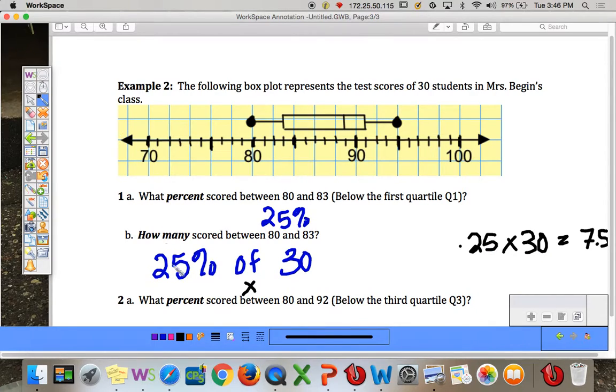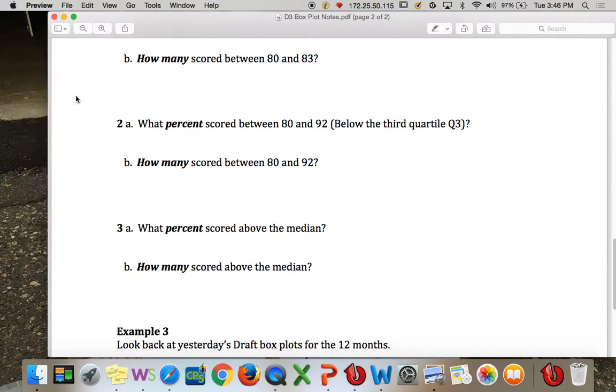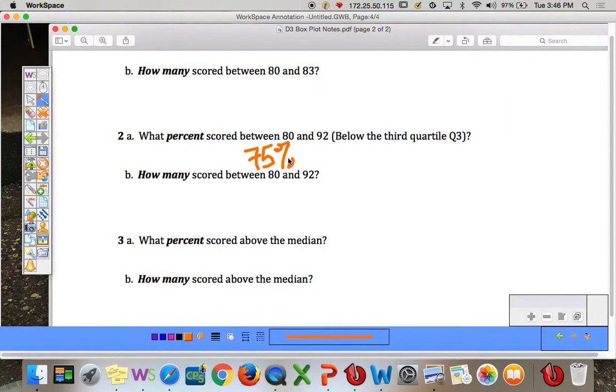What percent scored between 80 and 92? So here's 80, and 92 is supposed to be right here, but looks like 91. So we'll say 91, below the third quartile. So again, this would be like 3 quarters of $1, right? So 3 quarters is 75% of the students scored between or below the third quartile. So 75%. How many? Let's change our percent to a decimal, 0.75 times 30. It should be more than 25% of 30, and it is. So about 22.5 students scored below the third quartile.